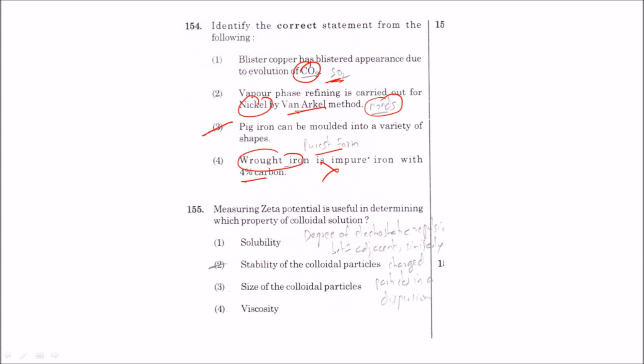Okay, 155. Measuring zeta potential is useful in determining which property of colloidal solution. Zeta potential gives information about the degree of electrostatic repulsion between adjacent and similarly charged particles in a dispersion. So we can easily relate it to the stability of colloidal particles. Okay, so by measuring zeta potential we can get an idea regarding the stability of colloidal particles. So the right answer for this question is the second option.